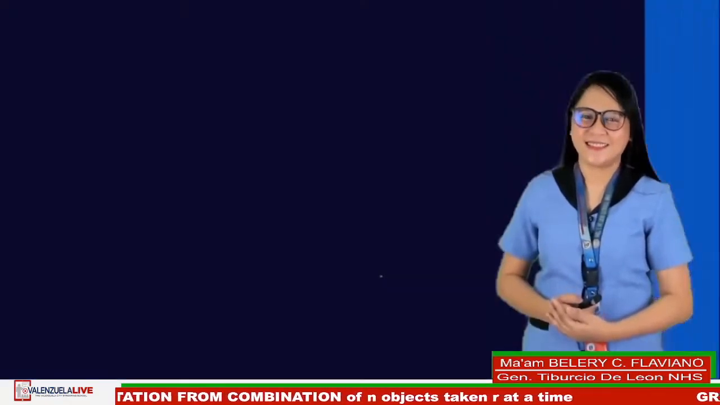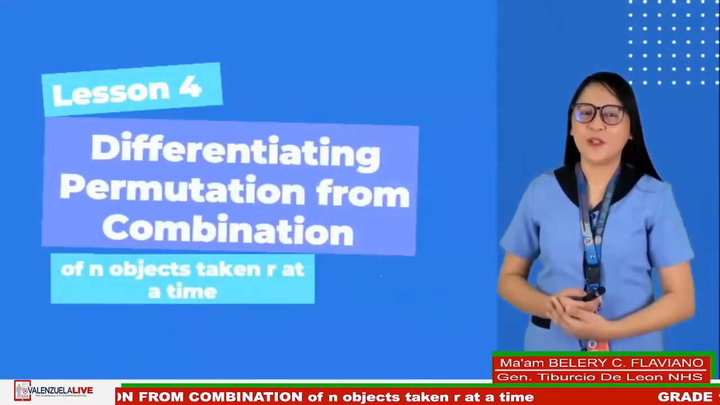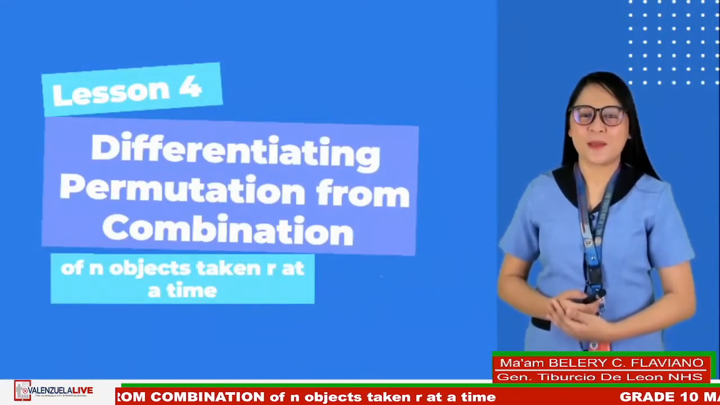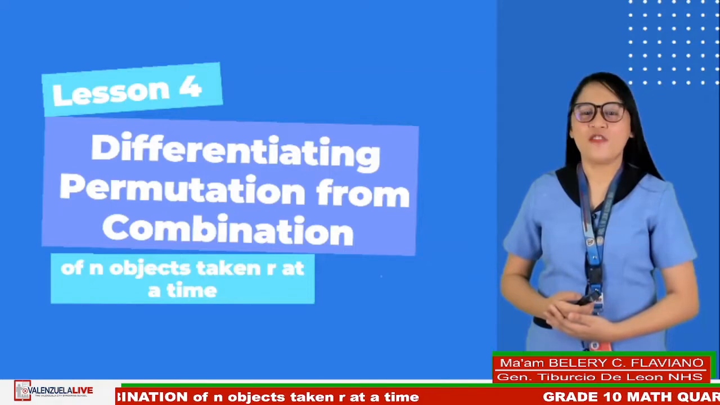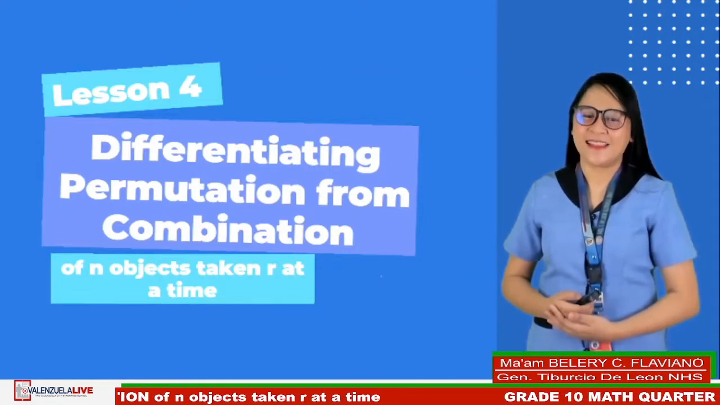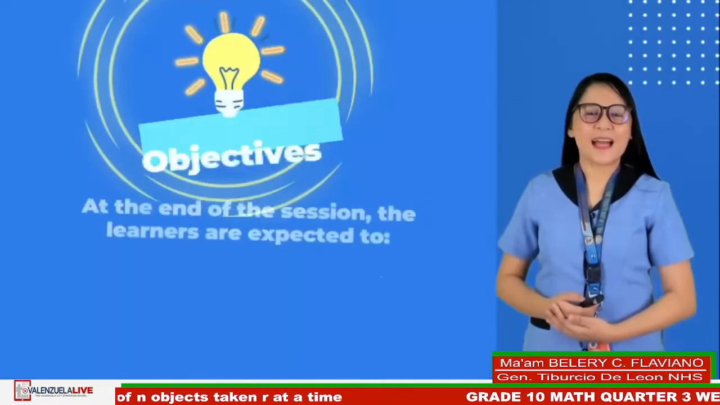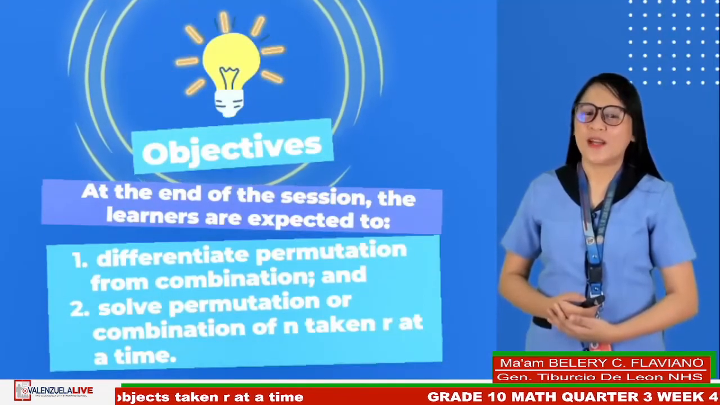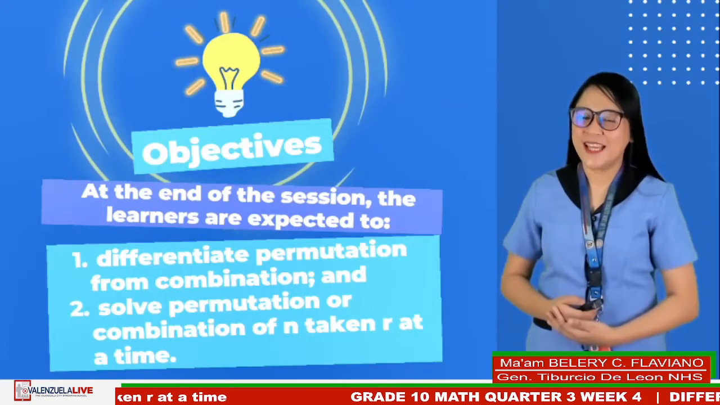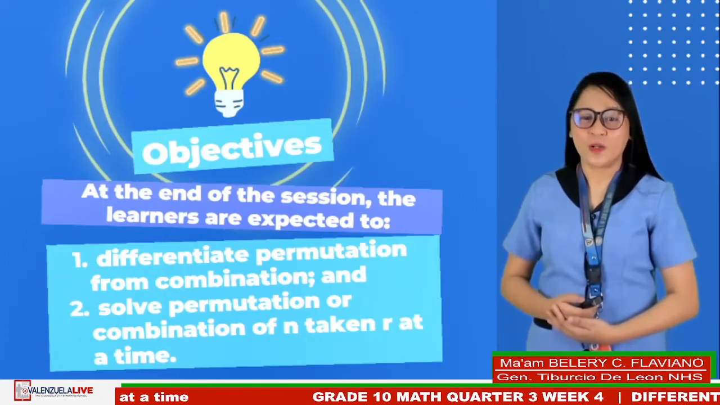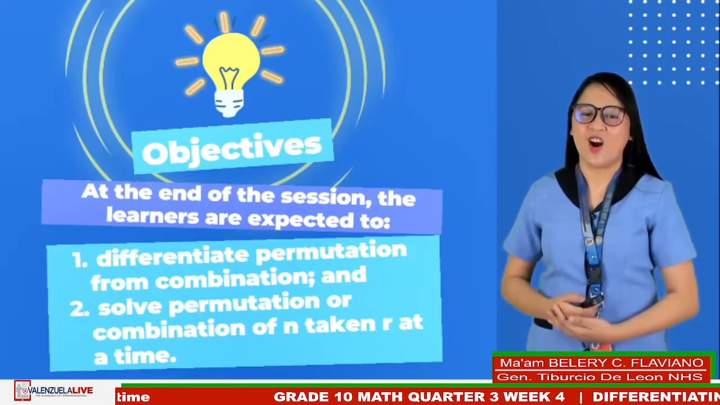lesson. We are now on the fourth week of the third quarter, which is about differentiating permutation from combination of n objects taken r at a time. At the end of this session, you are expected to differentiate permutation from combination and solve permutation or combination of n taken r at a time.